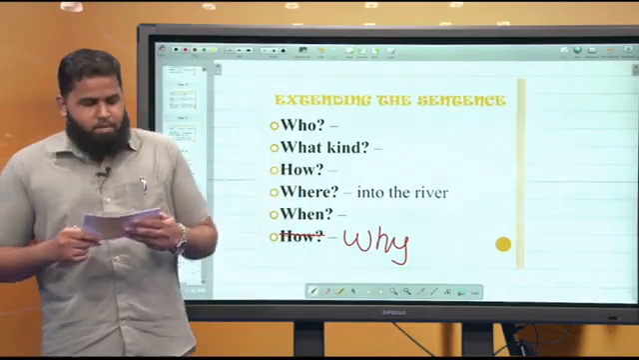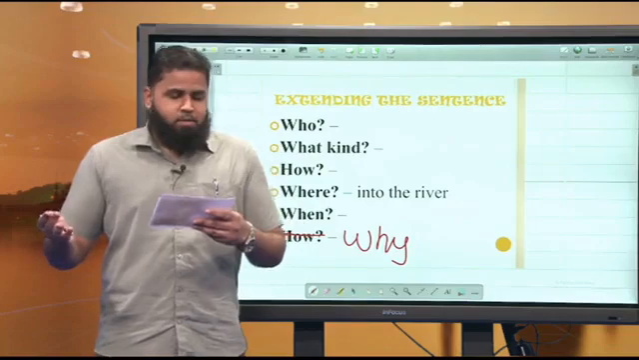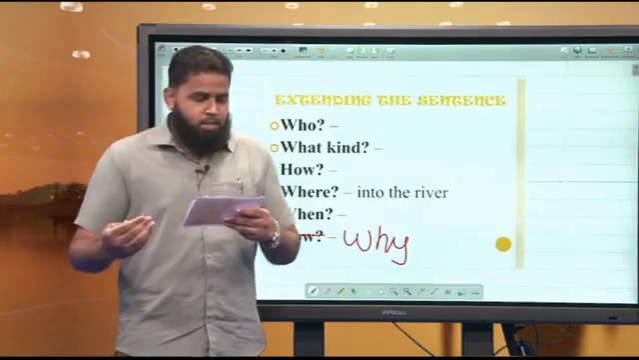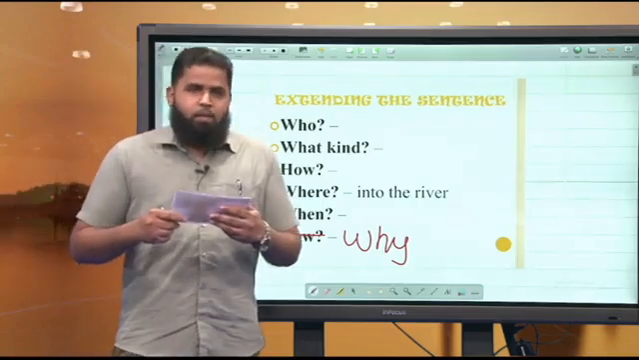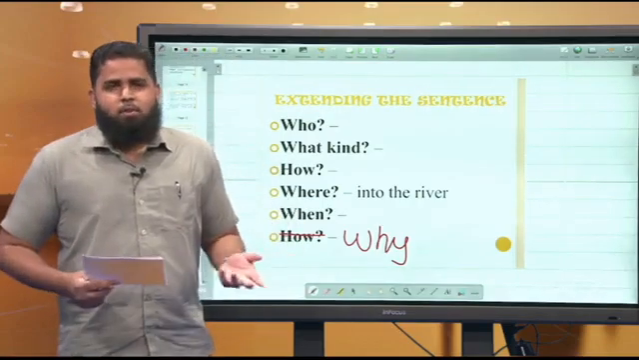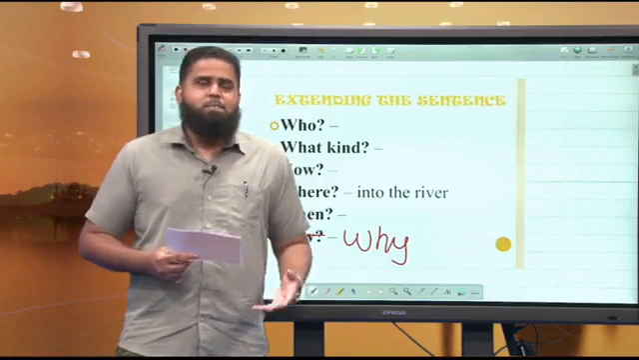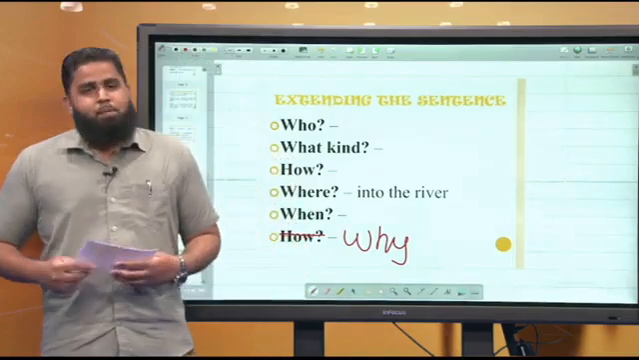Okay? We are using the who, which is the fisherman. He's tired. That's a what. Where is he? He's doing this. He's casting this net into the river. When? At sundown. And how did he cast it? Powerfully. So we are using, and in this case we didn't use a why. Okay, but it might be implied again as you read.